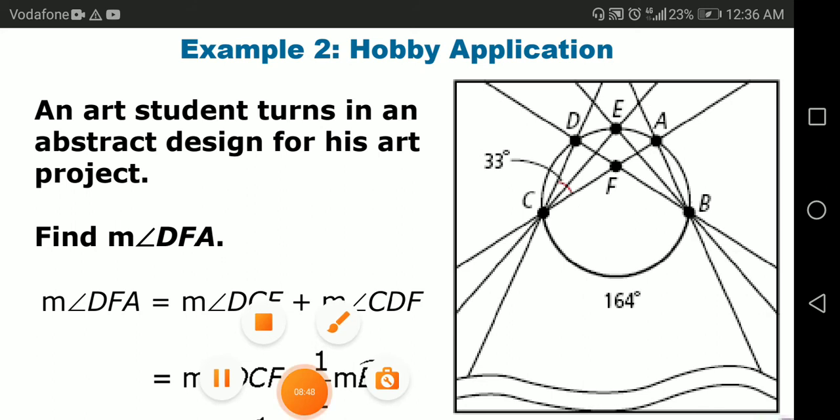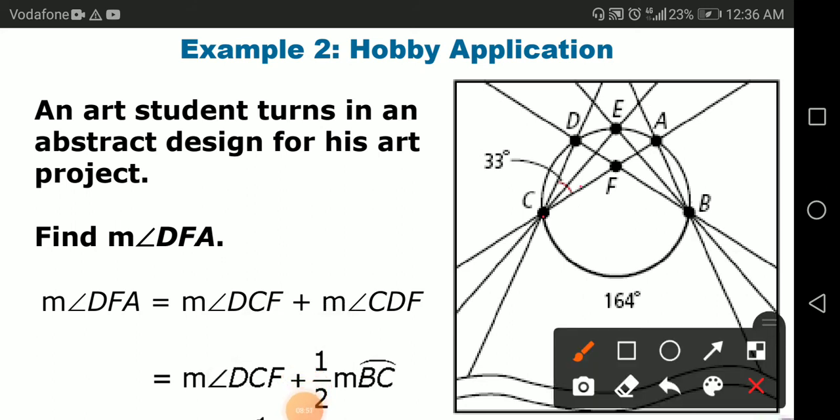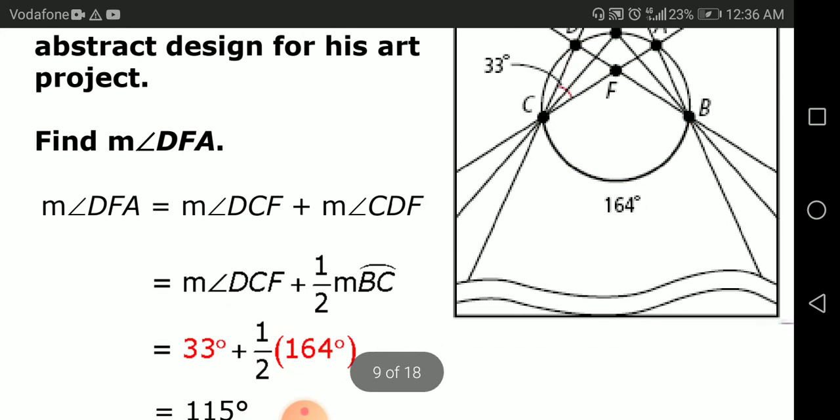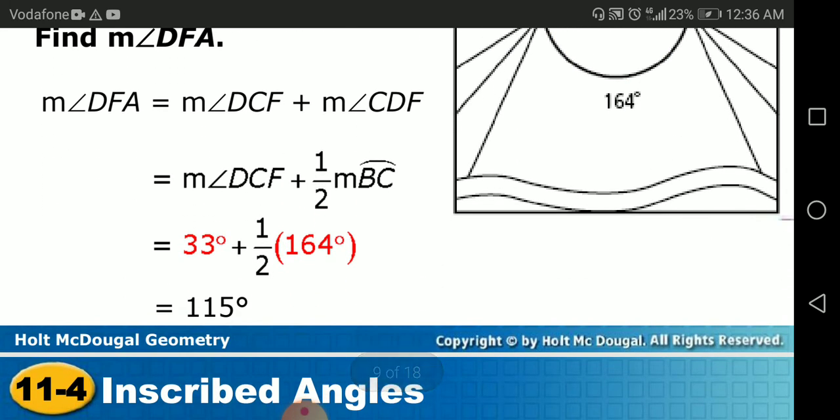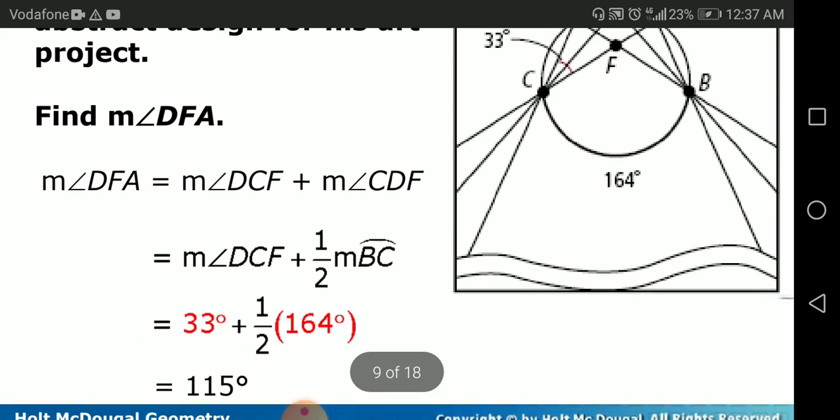How can I get angle 1 and angle 2? Angle 1 is given. I have this triangle again, and the external angle is required. It's the sum of this angle plus this angle. This angle is given, 33. What about this other angle? How can I get it? This angle is in front of this arc, which is 164. So it will be half of 164, plus 33, which gives you 150. So it will be 150.